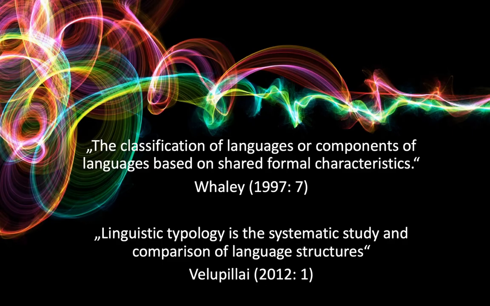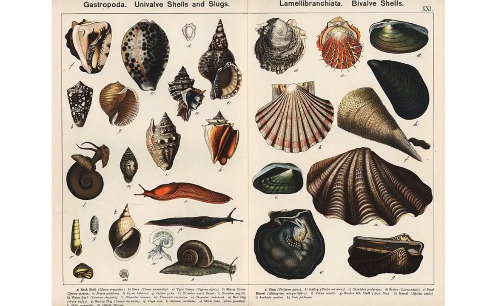Here I'm following the first chapter of the textbook by Whaley and the second chapter of the textbook by Velupillai. The first component of these definitions is cross-linguistic comparison. This implies that it is not enough to describe any particular feature of a language individually. If we want to do linguistic typology, we could, for instance, study relative clauses in English, gender marking in Swahili, or syntactic alignment in Arabic, but none of these studies would be typological. Linguistic typology always involves cross-linguistic comparison of some kind.